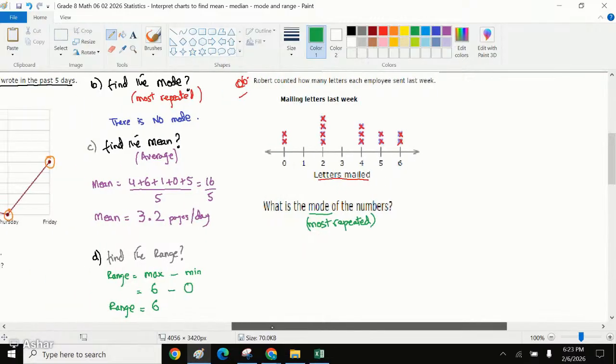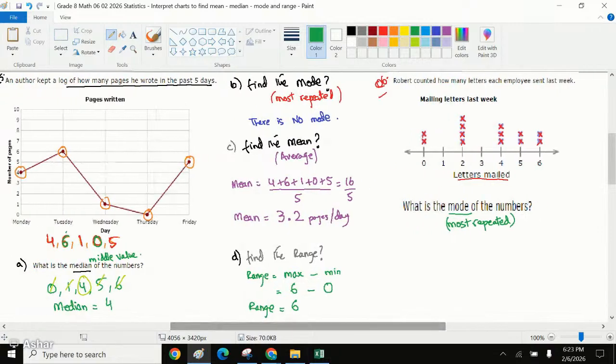See, I told you mode means most repeated, right? The number of column which has most values in it. Okay, let's have a look at the previous question. What was the mode over here in the previous question? There was no mode. Why? Because all these numbers were written one time, right?